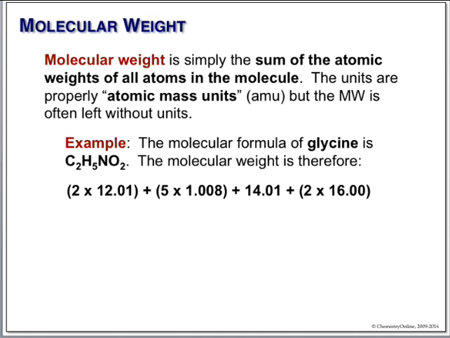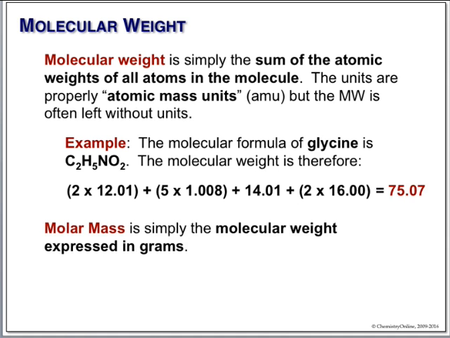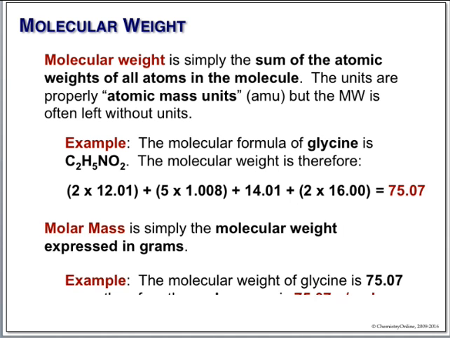So our calculation would look like this. 2 carbons, 5 hydrogens, 1 nitrogen, 2 oxygens. Multiply it out, add it up, we get 75.07. Again, this is the molar mass of glycine. If we have 75.07 grams of glycine, there is 1 mole of glycine molecules.